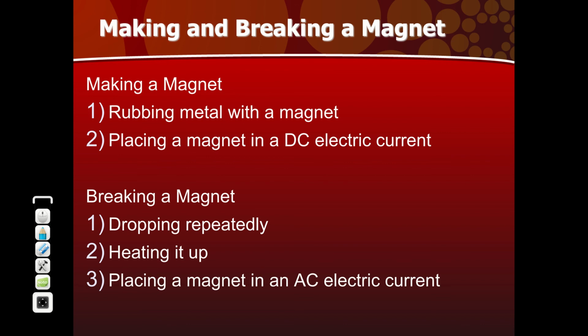Okay. Another thing you can do is throw them in an AC current. As we talked about with an AC current, you're making electrons go one way and then the opposite way and then one way and then the opposite way. And that can cause the spinning to get out of alignment. Okay? So the big thing to think about is that magnetism involves electron spin. And if you can mess with how they spin, that's whether you can make it into a magnet or not into a magnet.